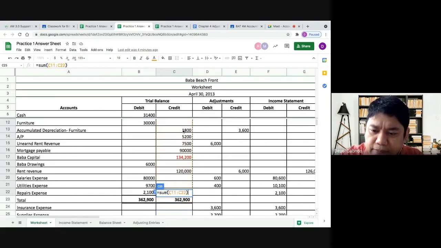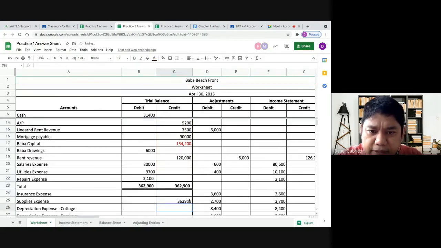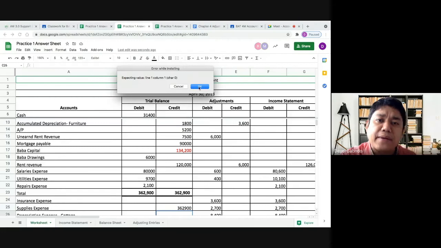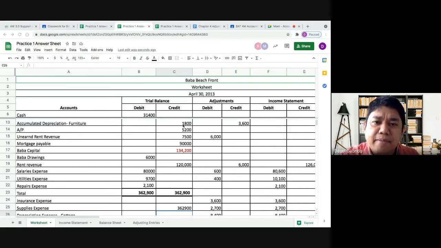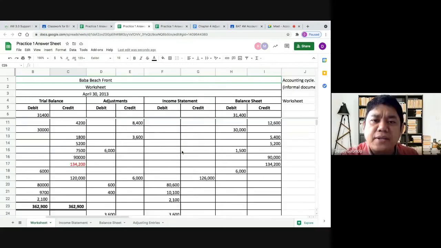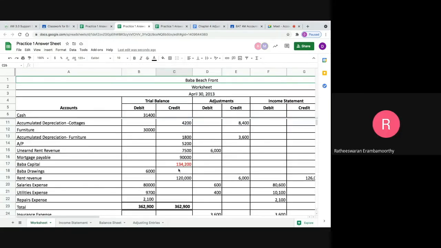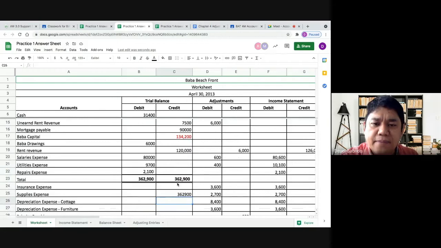It's the same, 362,900. So meaning the capital is 134,200. Because when I add all the credits, Pratiswaran, add all your credits now. Can you do another formula, please? Add all your credits. And okay, 362,900 is the correct number.